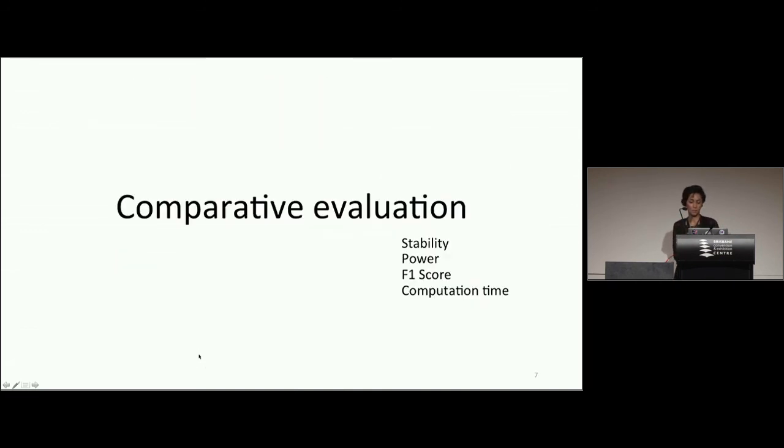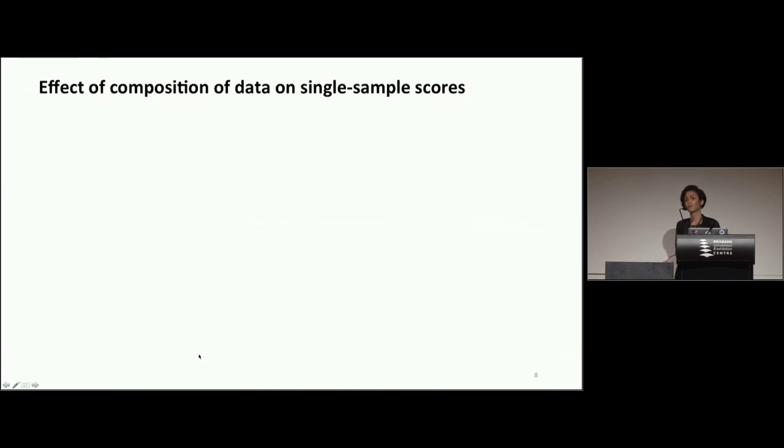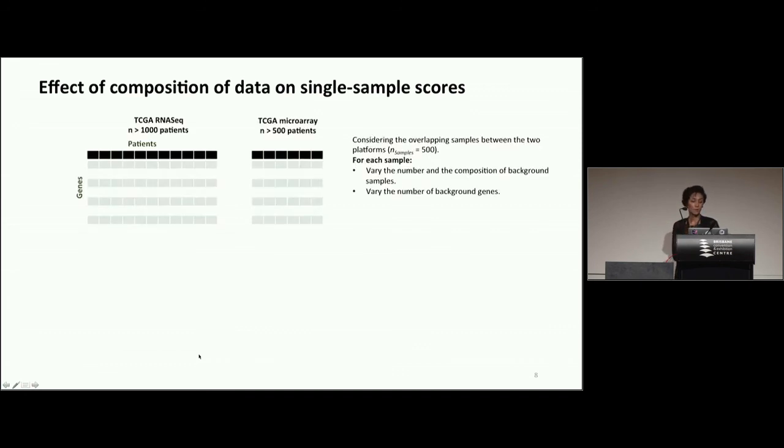So the first scenario. But before anything else, we wanted to compare our method to the other available methods to see how well we perform. The very first thing that we wanted to focus on was what happens if we change the composition of the samples in the data set, whether it changes a single sample score or not. And to do this, we looked at the TCGA breast cancer data with 2 platforms. We have RNA-seq and microarray. And there are 500 samples that are actually overlapping between these 2 platforms. So these are the same patients, but they have their gene expression profile measured using both platforms.